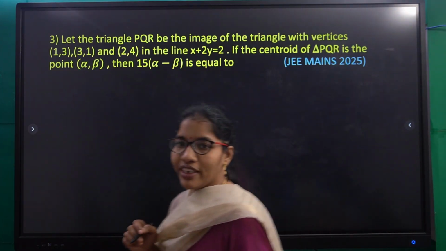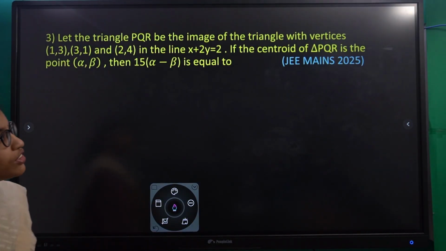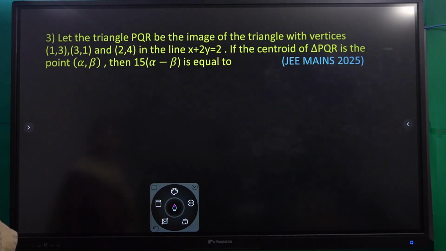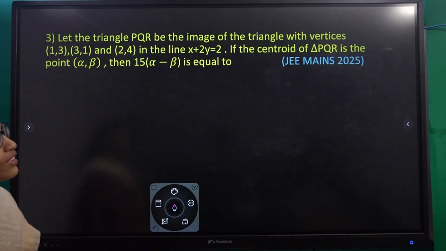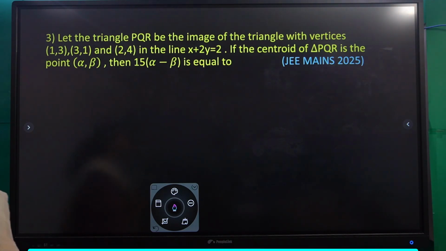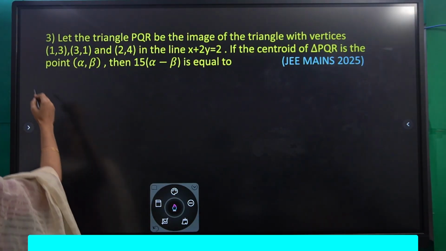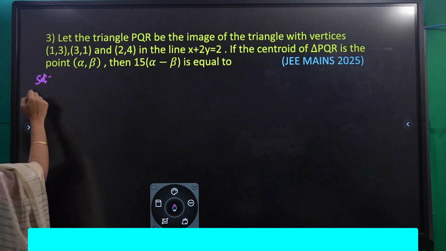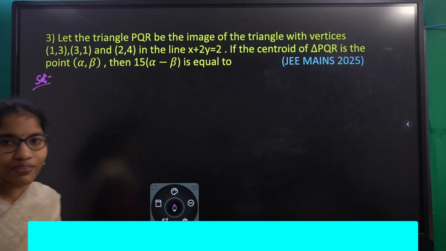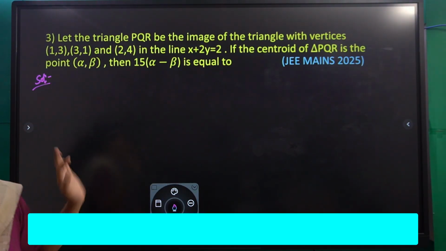So the next question here is: let the triangle PQR be the image of the triangle with vertices (1, 3), (3, 1) and (2, 4) in the line x plus 2y equal to 2. If the centroid of the triangle PQR is the point (alpha, beta), then you have to find 15 into (alpha minus beta) is equal to, right? So here you already know how to find the image and how to find the centroid of the given triangle, or not. So here PQR is the image of the given triangle vertices.